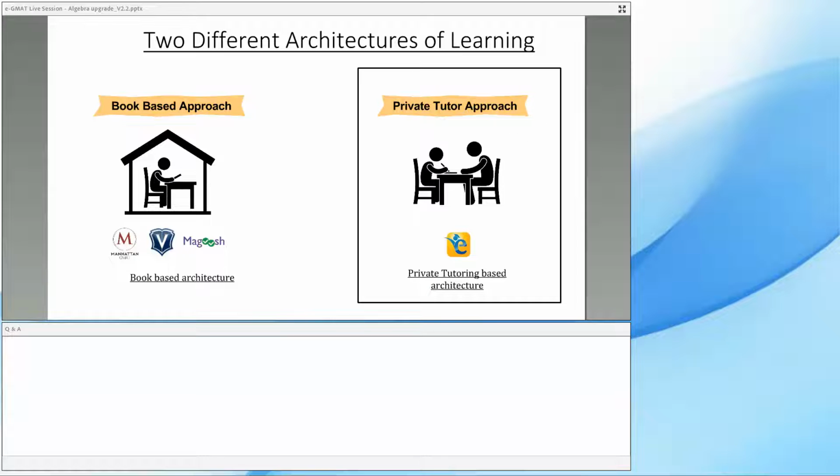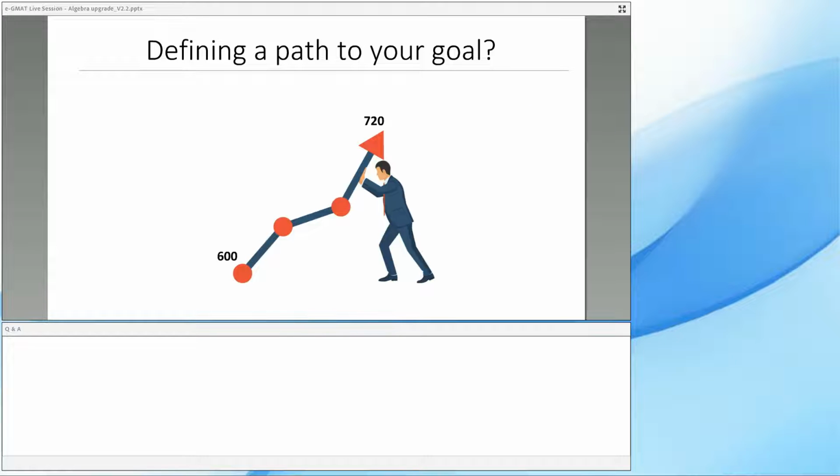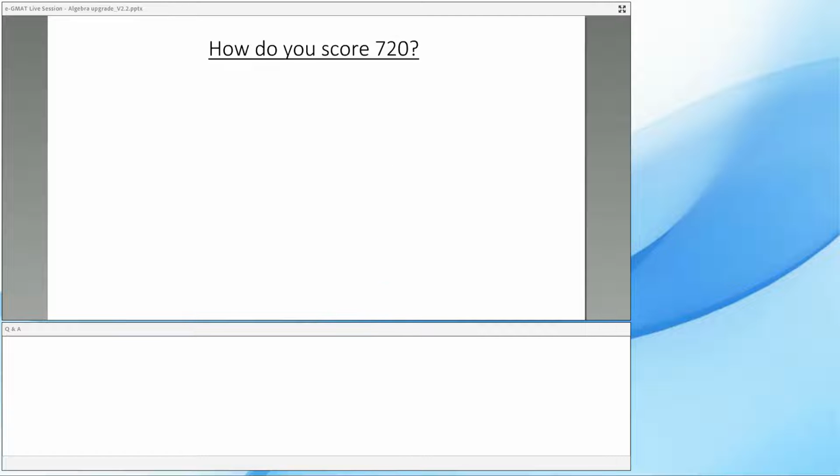So let's see why we say e-GMAT's architecture is built around this private tutor based approach. Let's take the case of a student who wants to go from a 600 to a 720. When you start with us, the first thing that we tell you to do is to figure out how you would get to that 720 score.